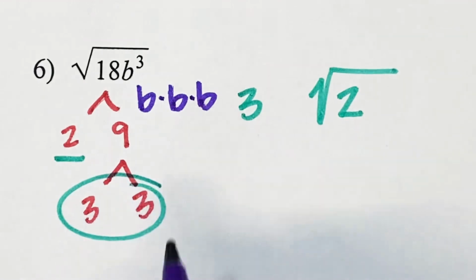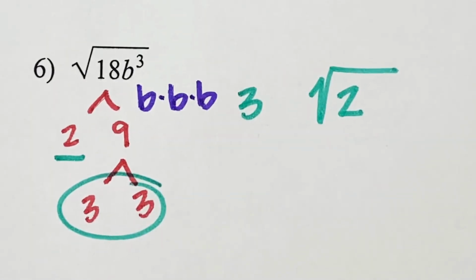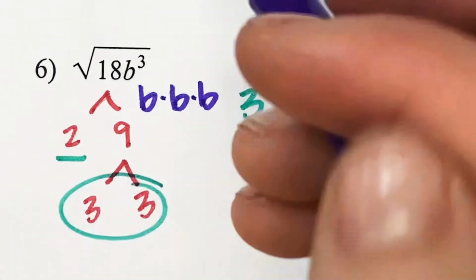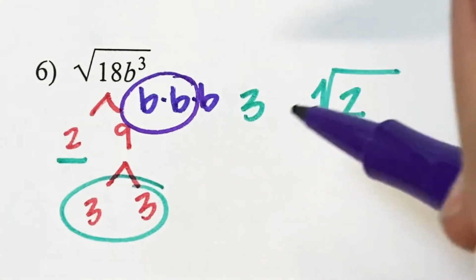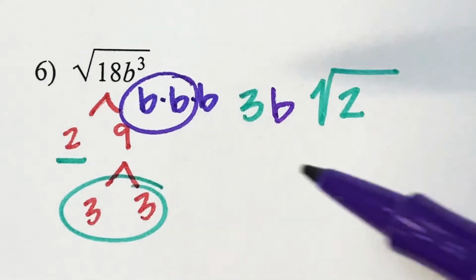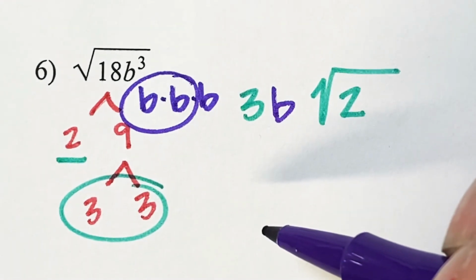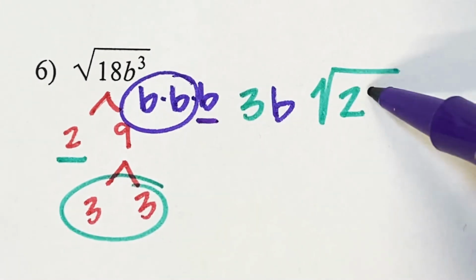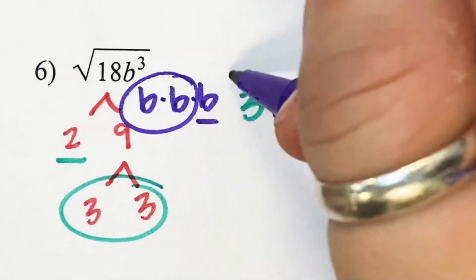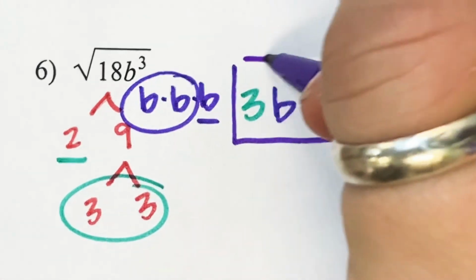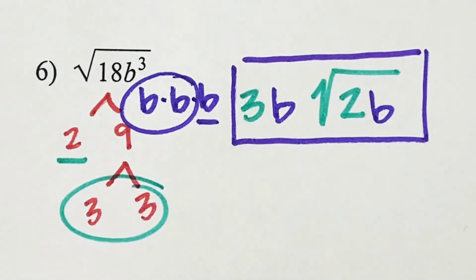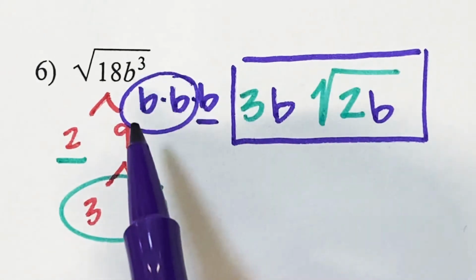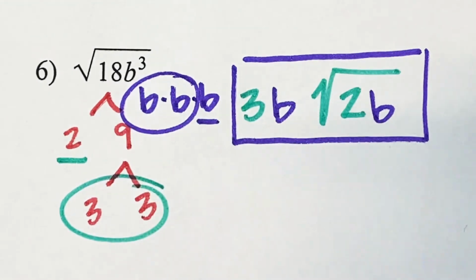Okay, so there's 3 of them. So how many can couple up to leave? We get 2 of them. Okay, they create one couple that got to leave. How many is left inside? 1 of them. Okay, so we know that our final answer is 3b root 2b. Okay, so the variables follow the same rules. They have to pair up in order to leave the radical.